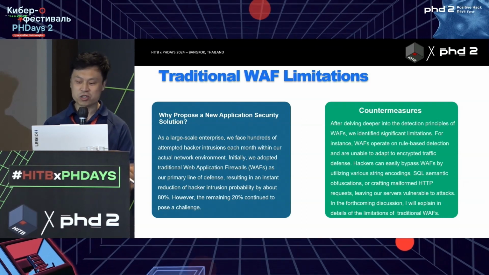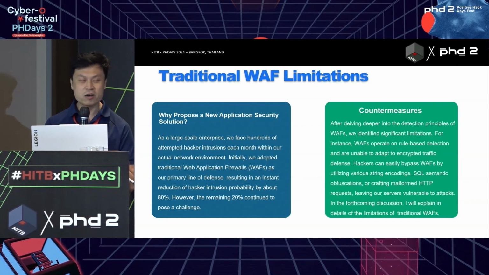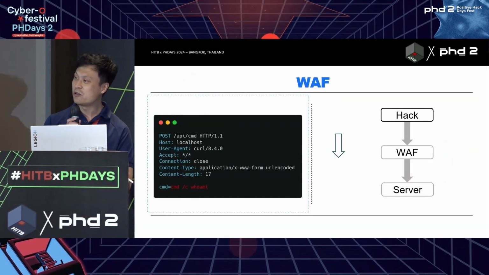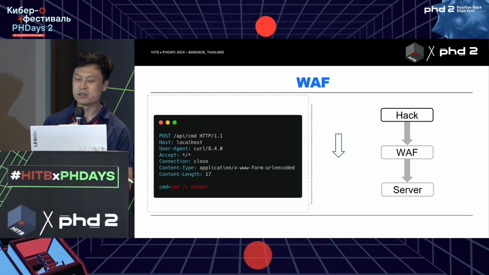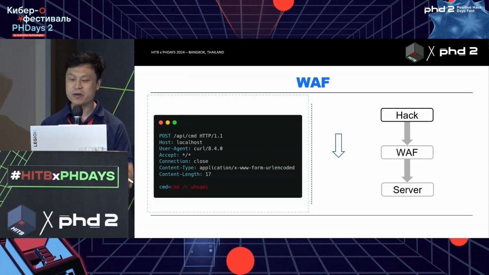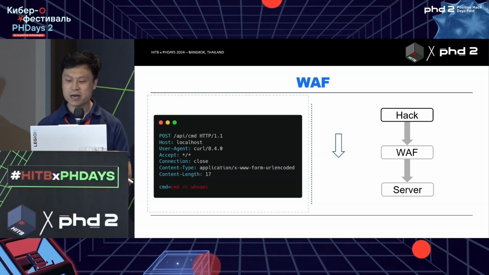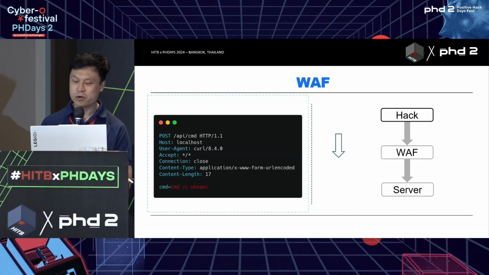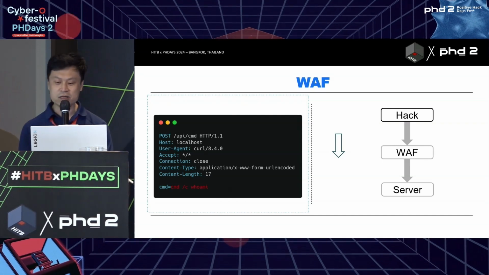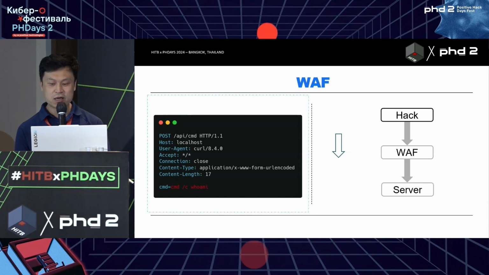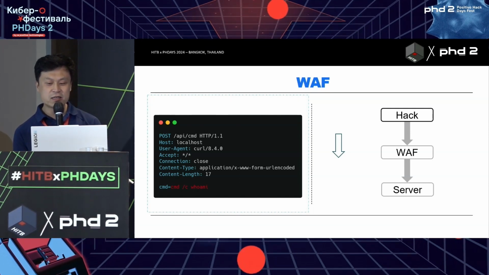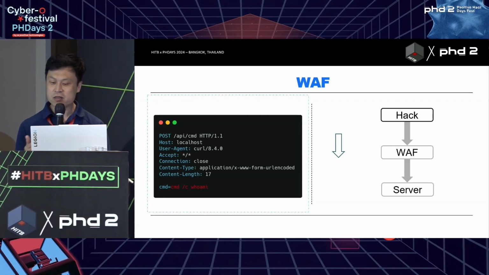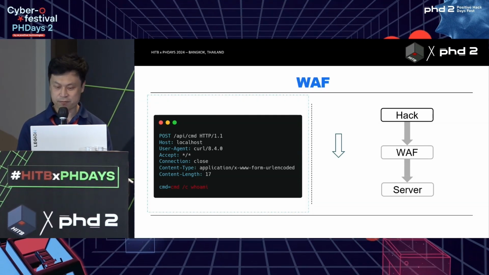In the forthcoming discussion, I will explain in detail the limitations of the traditional WAFs. Firstly, let's assume there is a command execution vulnerability in our API backend. We have deployed a WAF on the API server. When a hacker tests this API endpoint, they input a command, such as cmd /c whoami, and send this request. Before being processed, it undergoes inspection by the WAF.